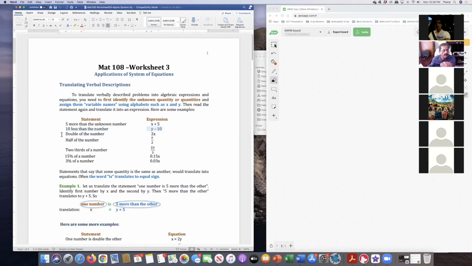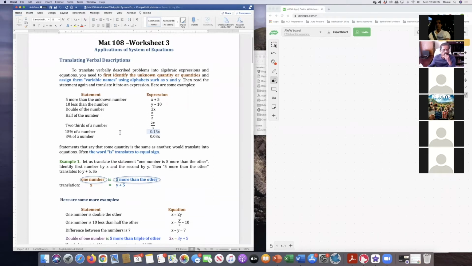Double of a number will be 2 times X. X is the unknown number, 2 times X will be double. Half of a number will be X over 2 or half times X. 2/3 of a number is 2/3 times X, which is the same as 2X over 3. 15% of a number is 0.15X. To find 15%, you multiply by 15 over 100. The 15 divided by 100 is called the decimal form of 15%, and that decimal number multiplied by X will be 15% of X.